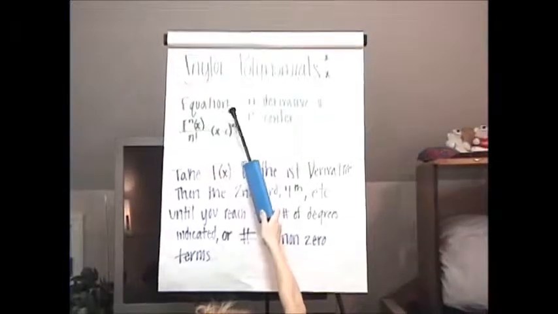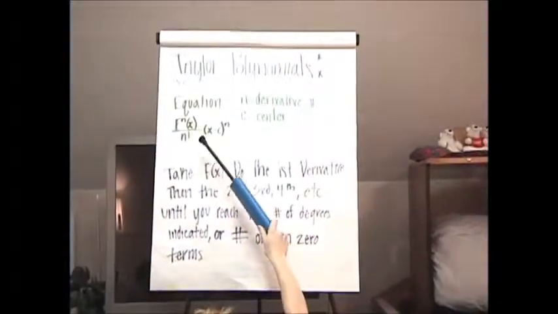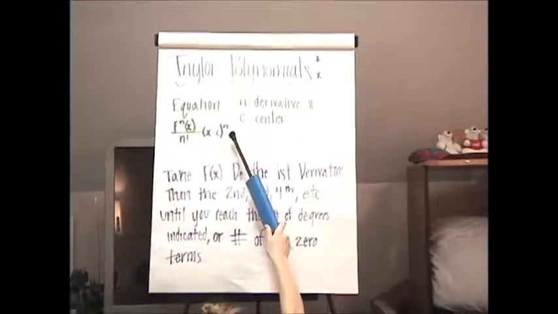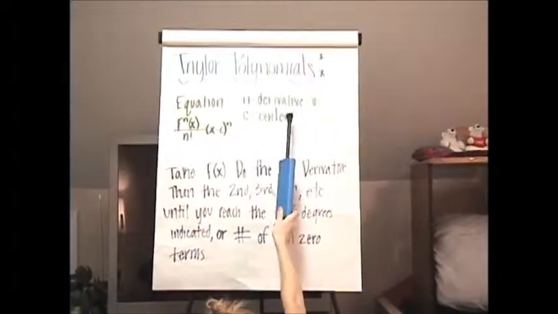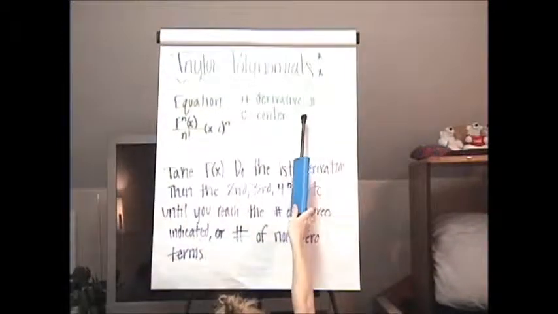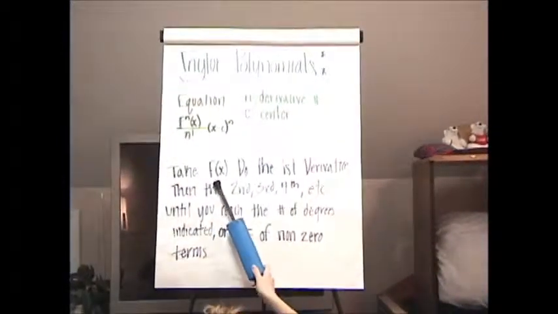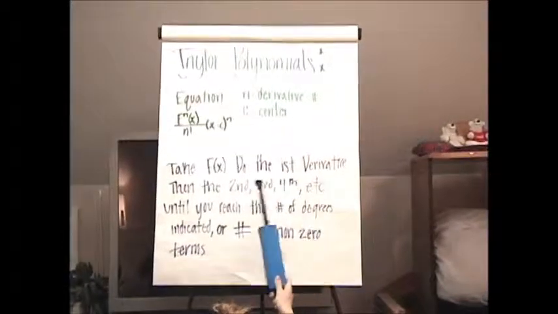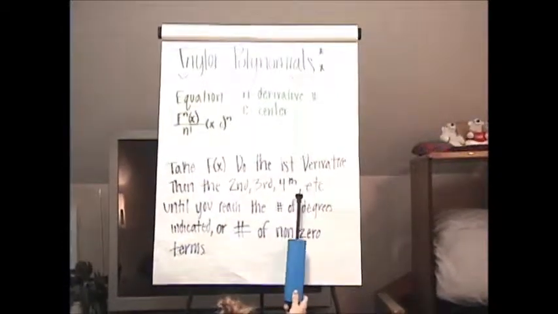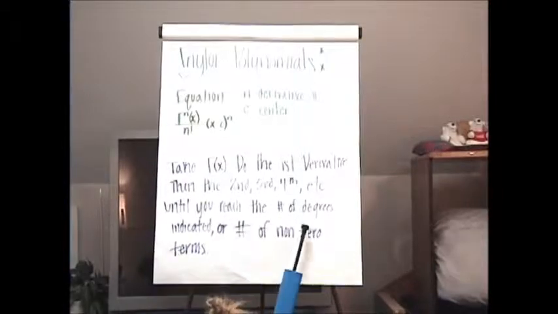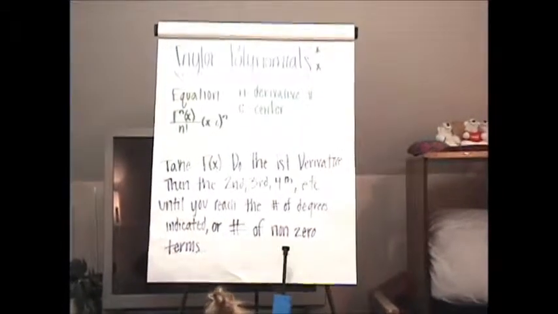The equation is f raised to the n over n factorial times x minus c raised to the n. N is equal to the derivative, or whichever derivative number you're on, and c is equal to the center. Take f of x. Do the first derivative, then the second, third, fourth, etc., until you reach the number of degrees indicated or number of non-zero terms.